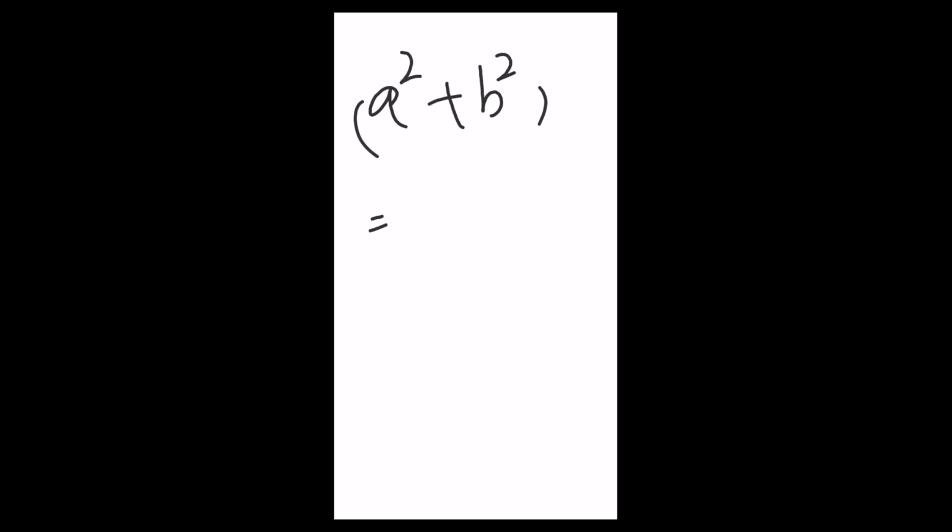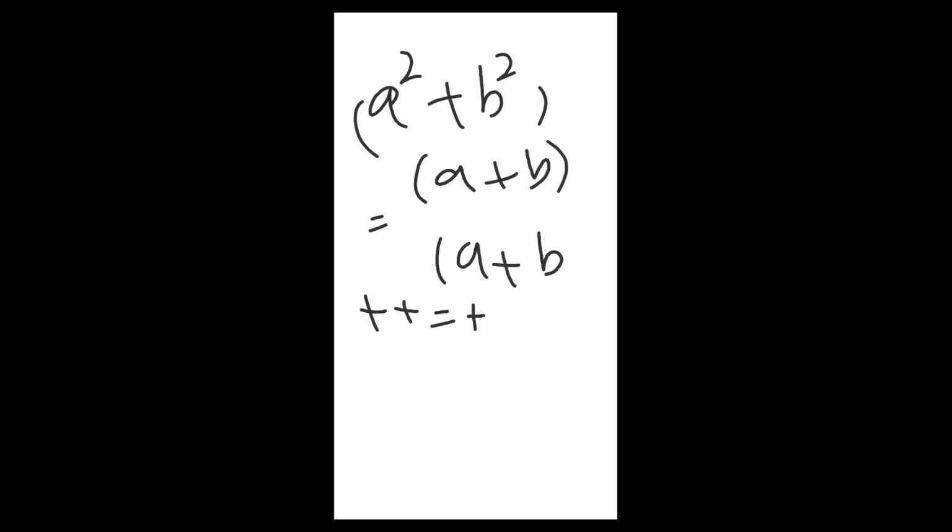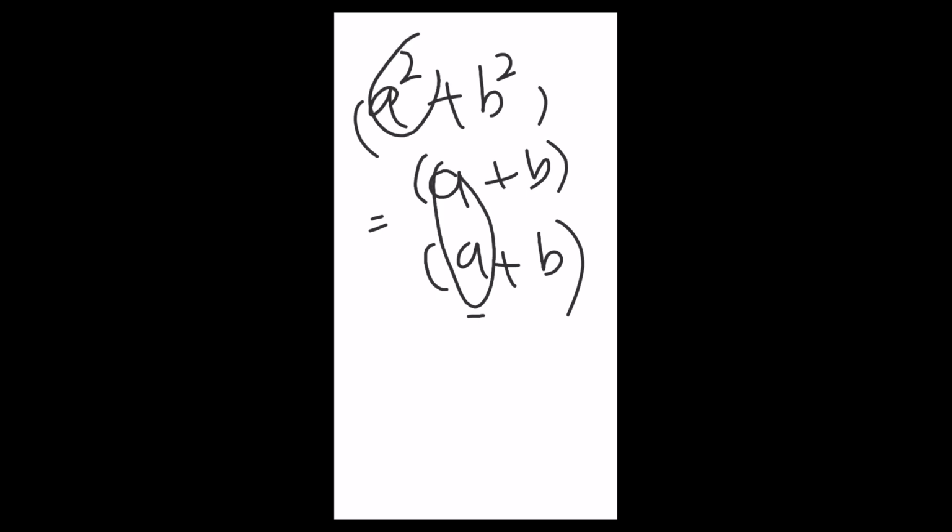Now see, you know that a square plus b square means a is supposed to be written 2 times and b is supposed to be written 2 times. And plus would always equal plus. So if I write a plus b, and I write again a plus b, and if I multiply them both, I know a multiplied by a is a square. That's my first expression. Plus and plus would be plus, and b multiplied with b would be b square.